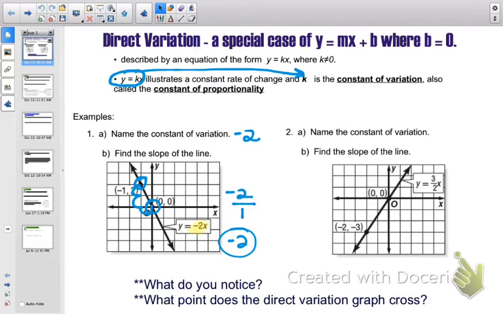Let's look at number 2. The constant of variation is that number in the equation that's being multiplied by the x, which is 3/2. Then find the slope of the line using those 2 points. From left to right, we're going up 3, and then we also are running 2. So the constant of variation and the slope, they're the same.